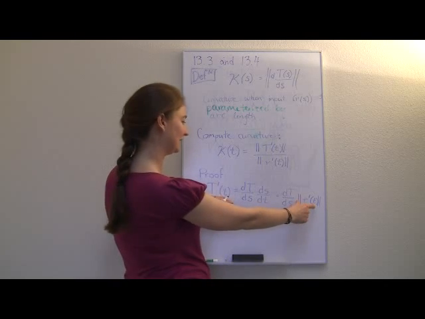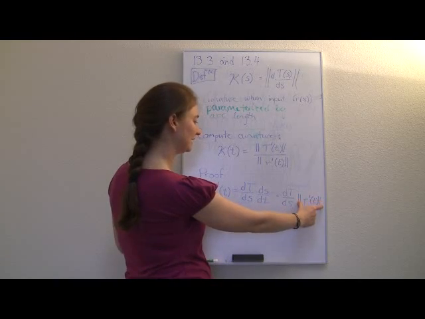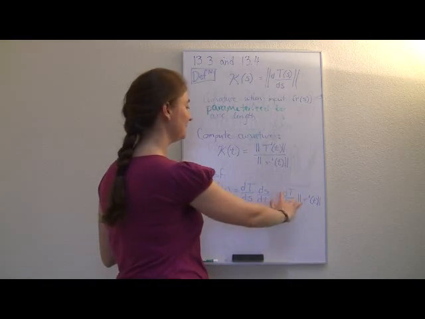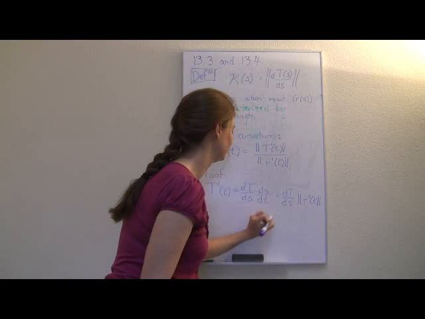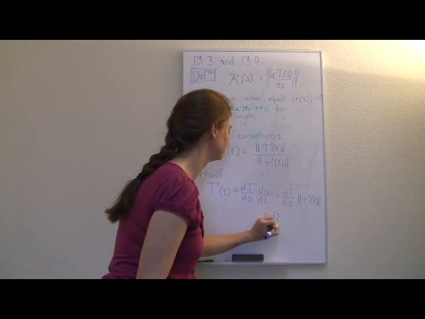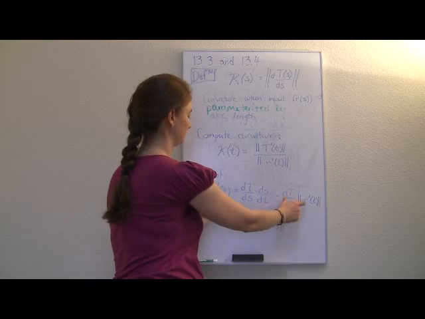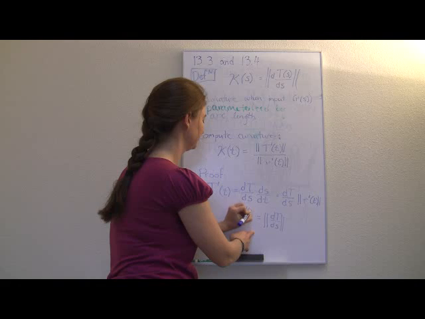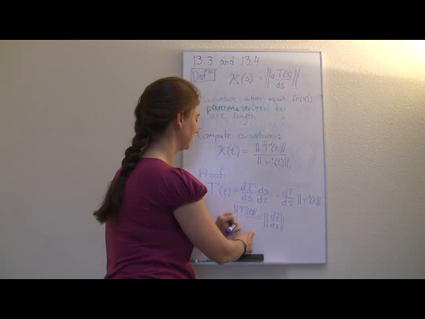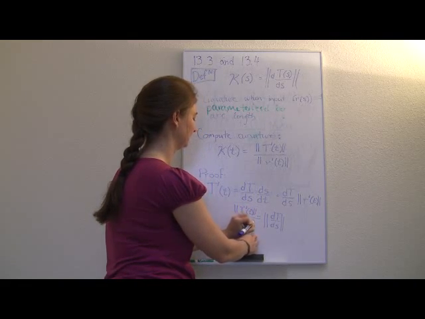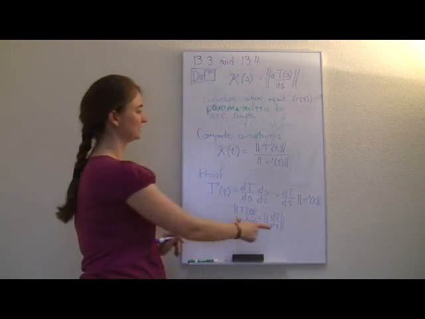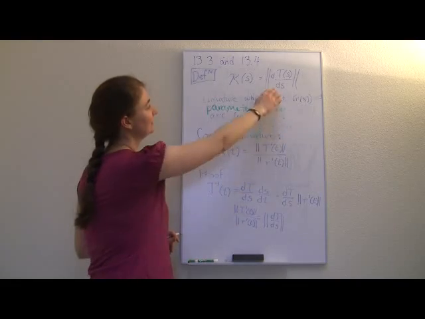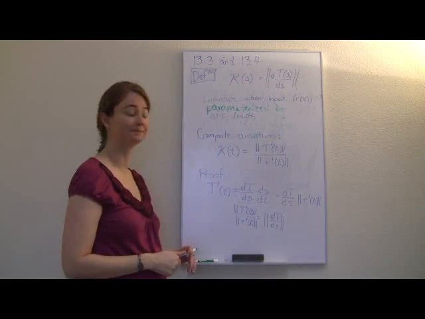And solving, I can divide both sides by the magnitude of r prime of t, and I find that the magnitude of dT/ds, if I take the magnitude of both sides, is going to be equal to the magnitude of T prime of t divided by the magnitude of r prime of t, which is exactly the formula that we have up here, because the magnitude of dT/ds is exactly my definition of curvature.